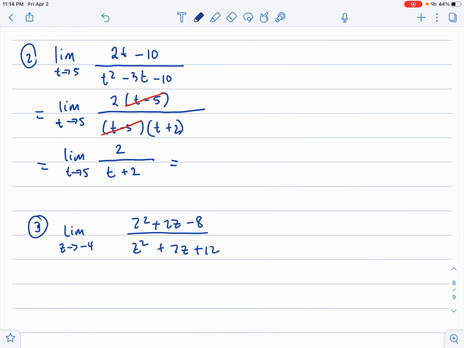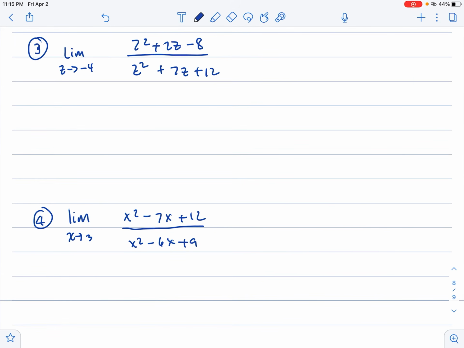This is a rational function, which means na pwede natin substitute yung number na ina-approach ng t as long as the denominator is not equal to 0. So this is equal to 2/7. Pag nilagay mo yung 5 doon sa t, magiging 7 siya.